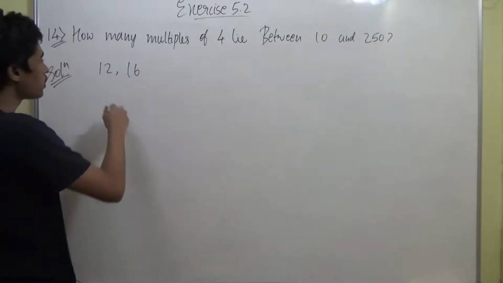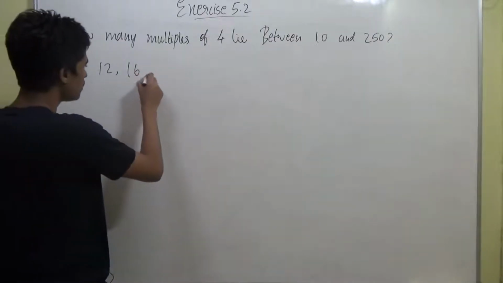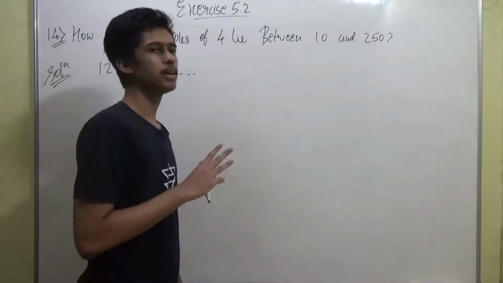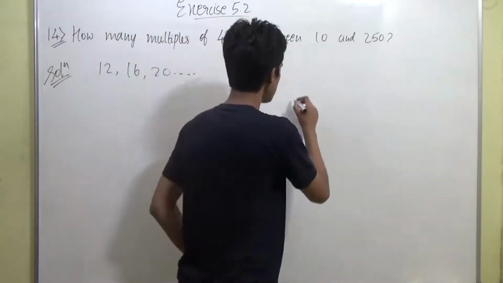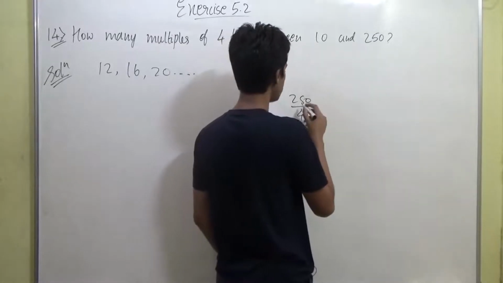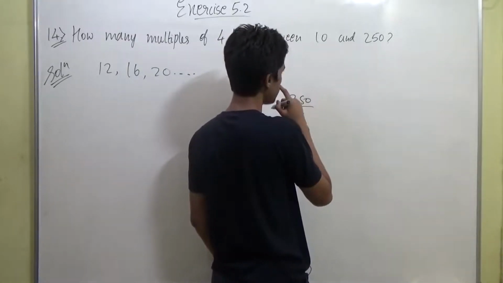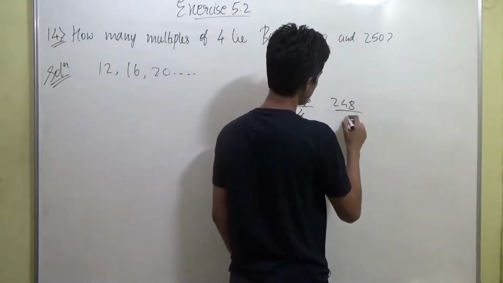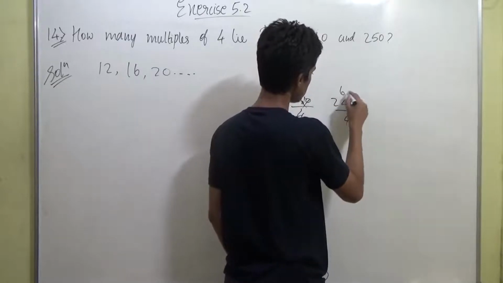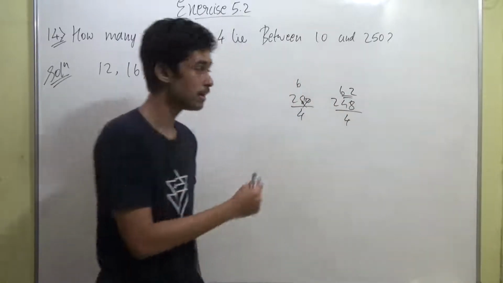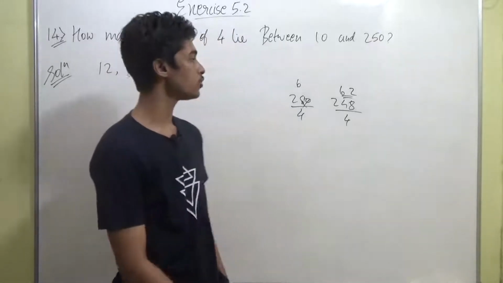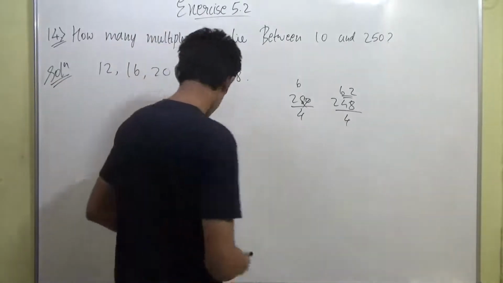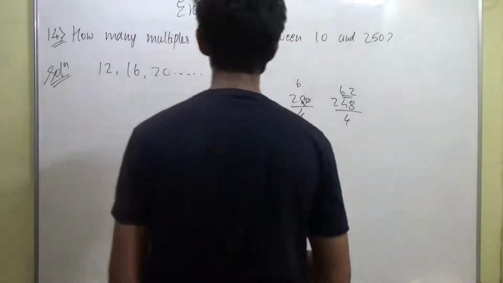So it becomes a multiple of 4. So the first number is 12, second is 16, and then 20 and so on. Now at the end, 250 is not a multiple of 4, because if you divide 250 by 4, you won't get an integer. It's not divisible. So let's try 248. 4 times 62 is 248. See, 248 is divisible by 4. It gives the answer 62, which means the last number in the series, in the AP, is 248.